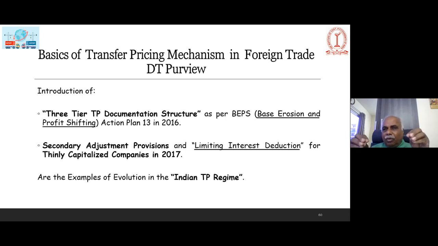So once you go through this particular information, then you will become a master in this area. This is not rocket science. This is simple science. Being a cost accountant, it is not a difficult task for you.